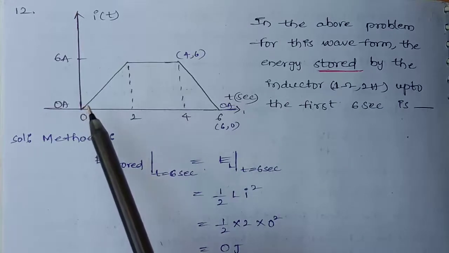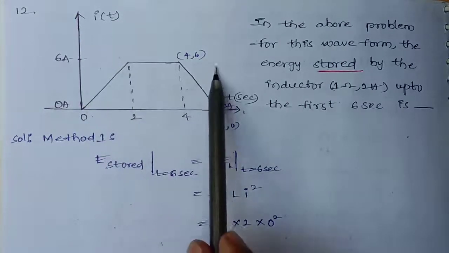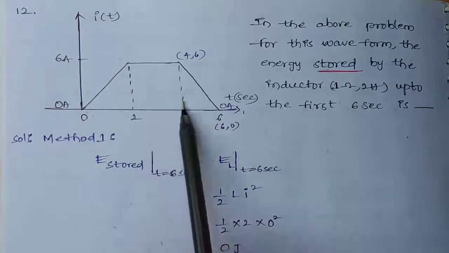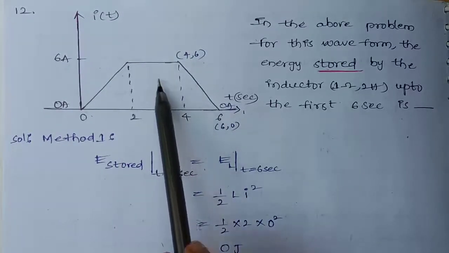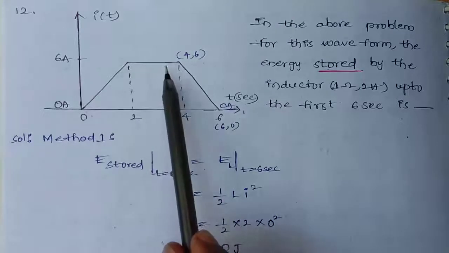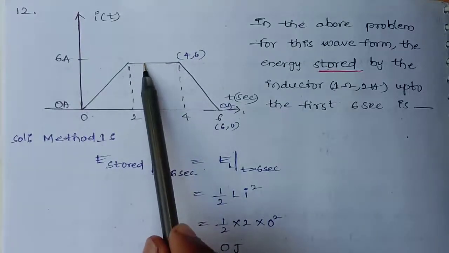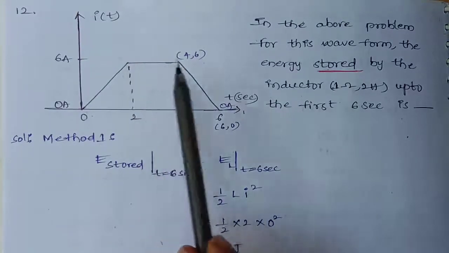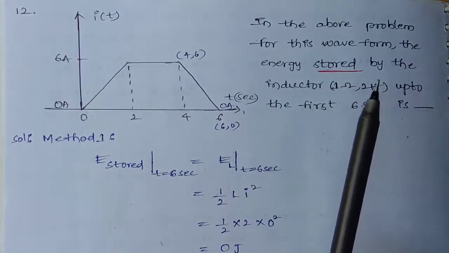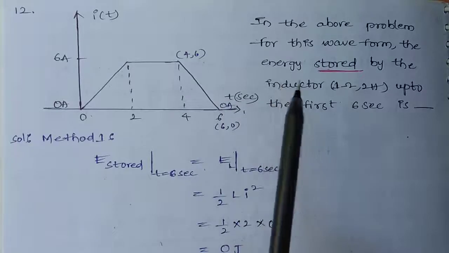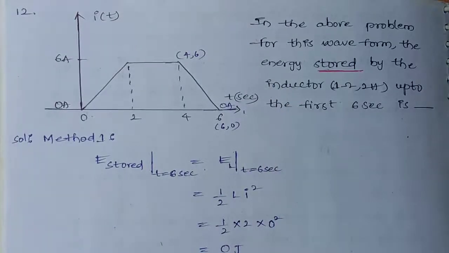That means the ultimate energy stored by the ideal inductance part will become zero, because these two energies get cancelled out, and you are getting 0 joules of energy stored by the ideal inductance part during this region, so the energy will become 0. This is the simple trick. Now look at another method.